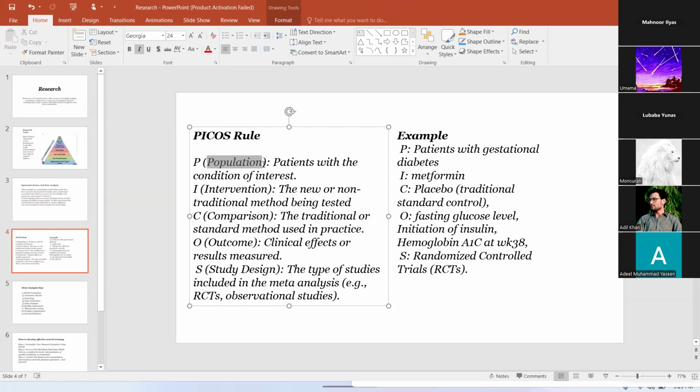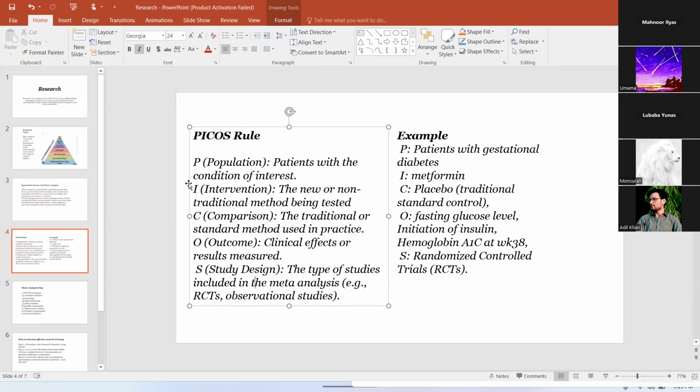So first of all, the P in PICOS means population. Population means which type of patients we are assessing, what disease we are studying. So patients with a condition of interest is our population in a meta. The next thing is intervention: the new or non-traditional method being tested. The drug or the therapy we are testing is the intervention, right? Then C stands for comparison. Comparison means the traditional or standard methods used in practice. Then O means outcomes, the clinical effects or the results the intervention yields.